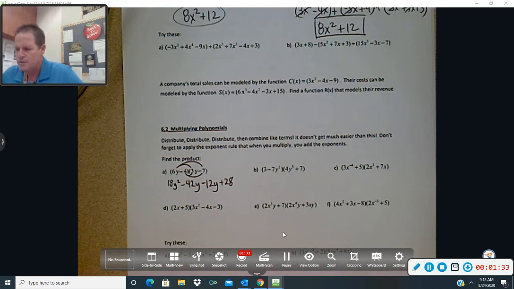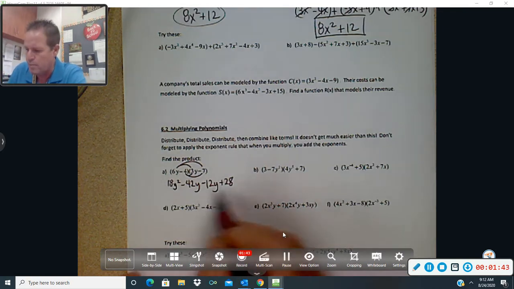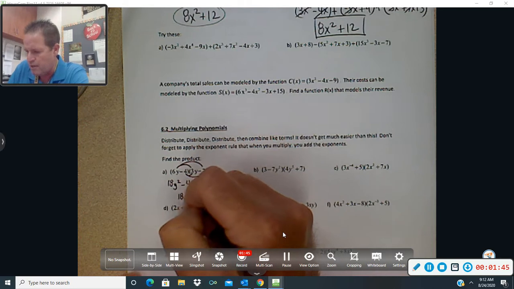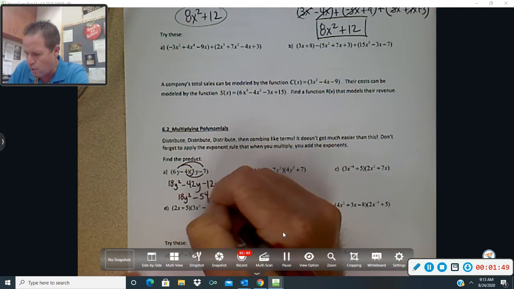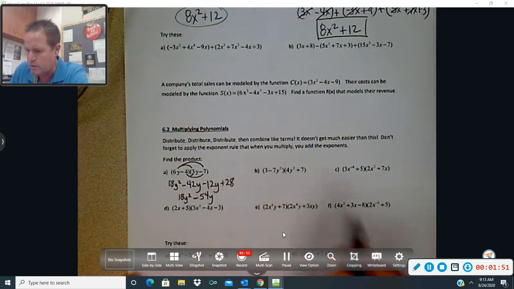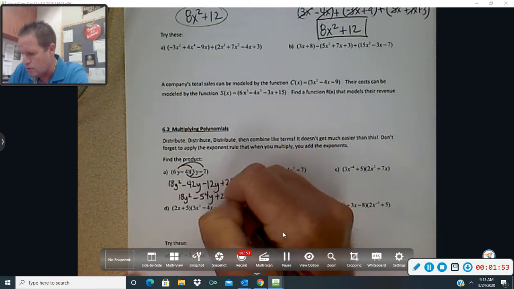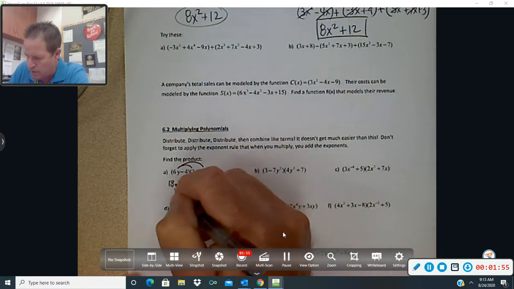All right? So pretty simple there. Just multiplying those things correctly is the key. And now from here you want to combine your like terms. So using the last lesson we worked on, if you combine these like terms, you'll have 18y squared minus 54y. We're just combining those two like terms together. Then plus 28. And that is going to be your answer.